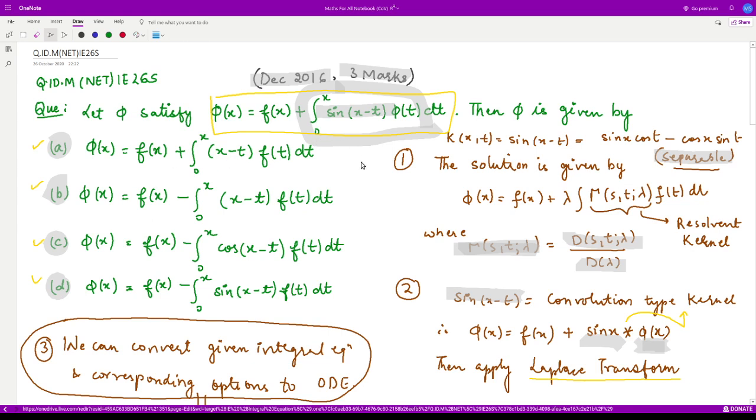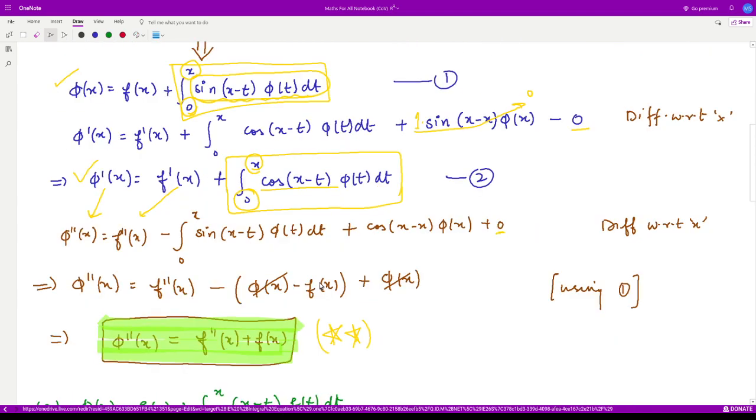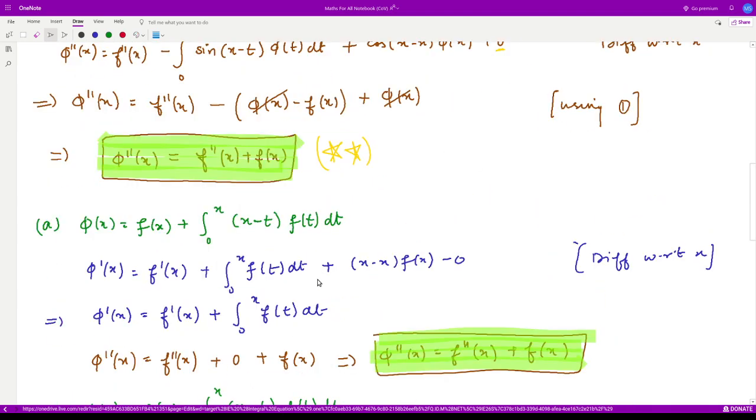We'll convert this and this into the corresponding ordinary differential equations, in a very similar way as we did for this equation, right? And we'll match up the results, whichever of these four matches with the given integral equation, that is the answer. So let's go for solving the options. Let us look at the first option. It is phi of x is equal to f of x plus integration 0 to x of x minus t f t dt.